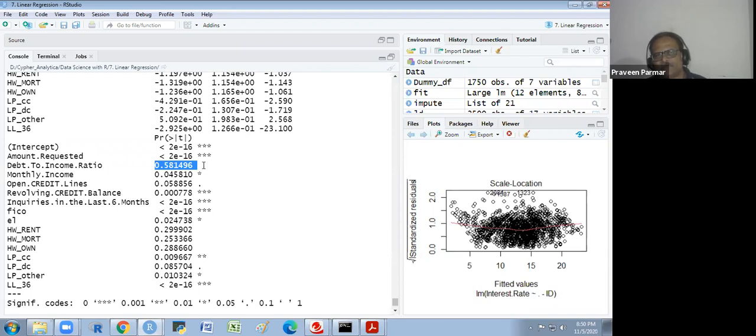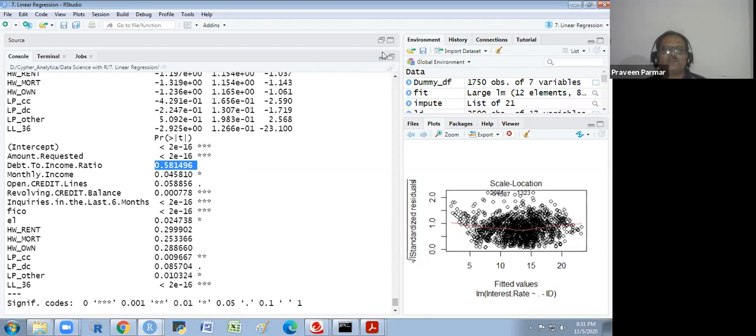Understand? These are the P values. Wherever the P value is greater than 0.05, it is not making a significant impact on your target variable. This variable is not significant for your model. There are some other variables also which are not making a significant impact.